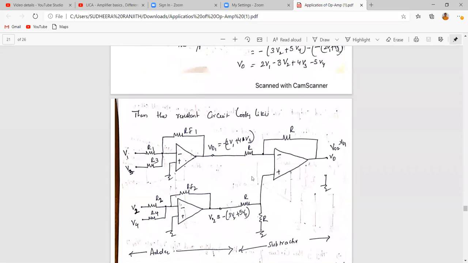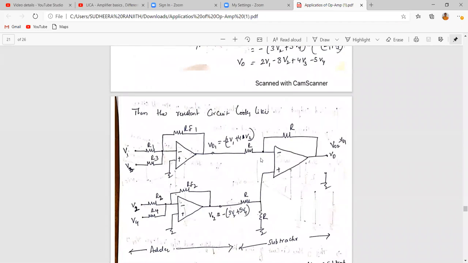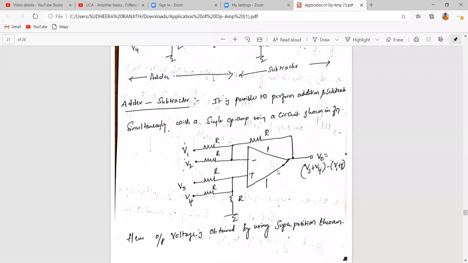So instead of three operational amplifiers, we can use one single op amp to do adder and subtractor operations, right? This is the circuit for the adder subtractor, which performs both addition and subtraction simultaneously. It's a single operational amplifier circuit which performs both addition and subtraction of the signals, right? We use only a single op amp.